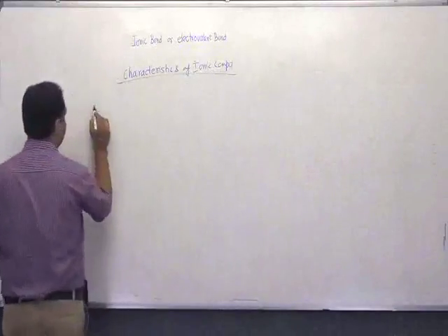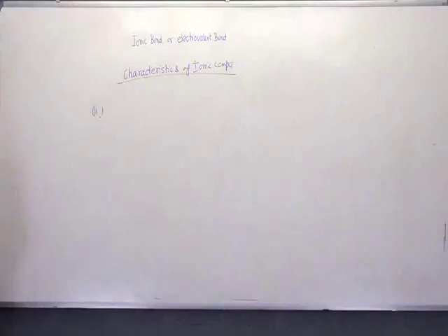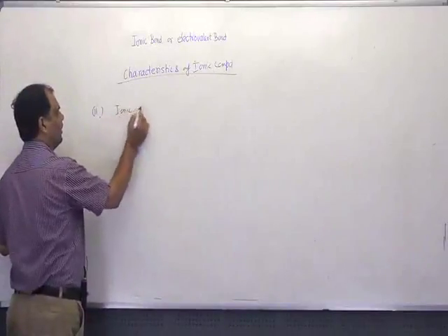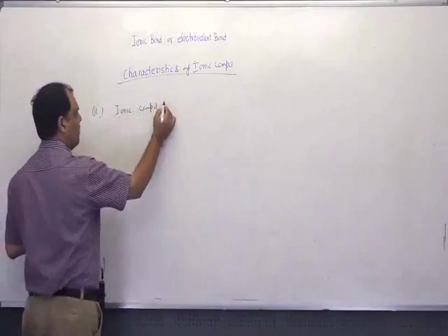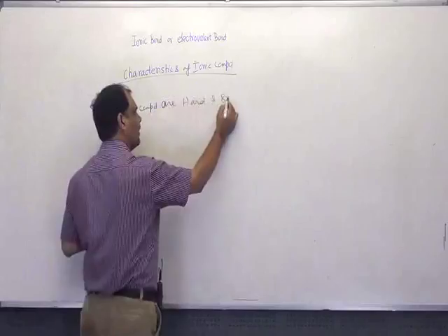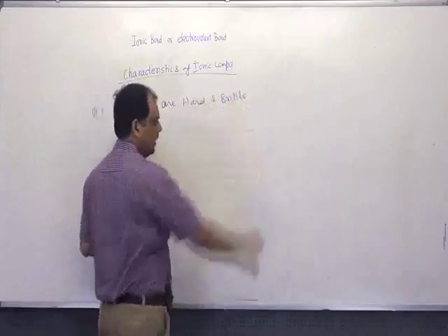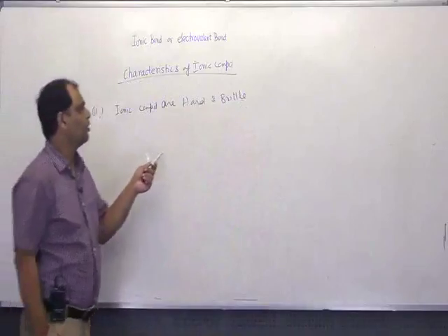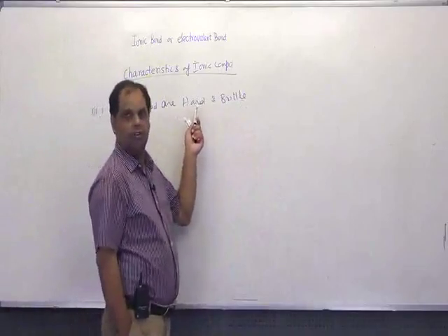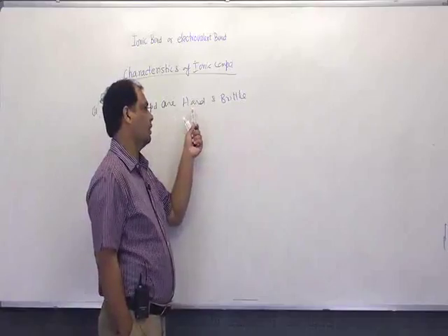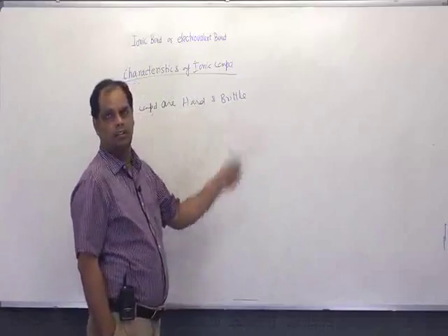Second condition, ionic compounds are hard and brittle. Ionic compounds are hard and brittle. Why are ionic compounds hard and brittle? Because of a strong electrostatic force of attraction. That strong electrostatic force of attraction makes them hard.